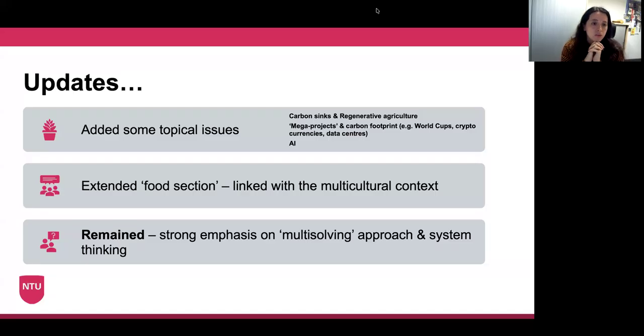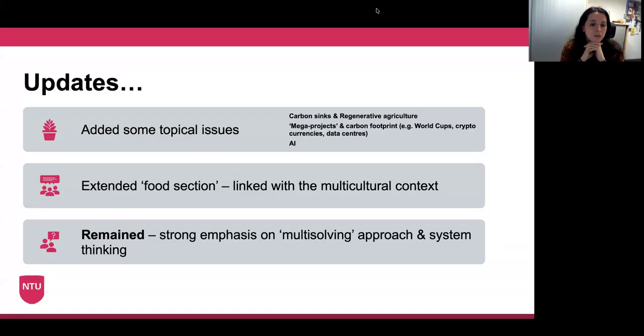We extended the food section, and again, it links with the multicultural context that we usually work with. So we have more explanation on the importance of diet and also how it's connected with the local national settings. And again, these are places where we give people options to add local examples and to adapt it. Our generic slide gives examples of Thanksgiving and Ramadan, but you can change it depending on where you are.